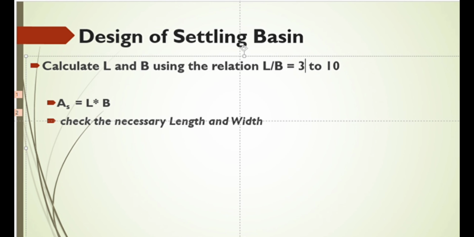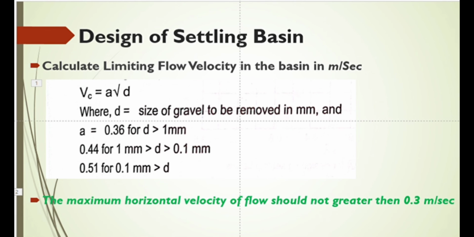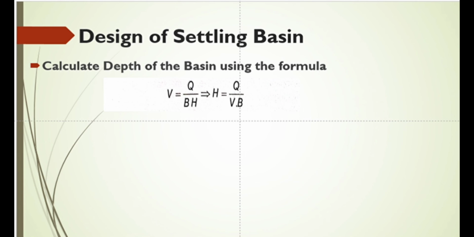Now, calculate L and B using the relation L/B equals 3 to 10. A equals L times B, and check the necessary length and width. Now, calculate limiting flow velocity in the basin in m/sec with the given formula, where the maximum horizontal velocity of flow should not be greater than 0.3 meters/sec. Now, calculate depth of the basin using the given formula.